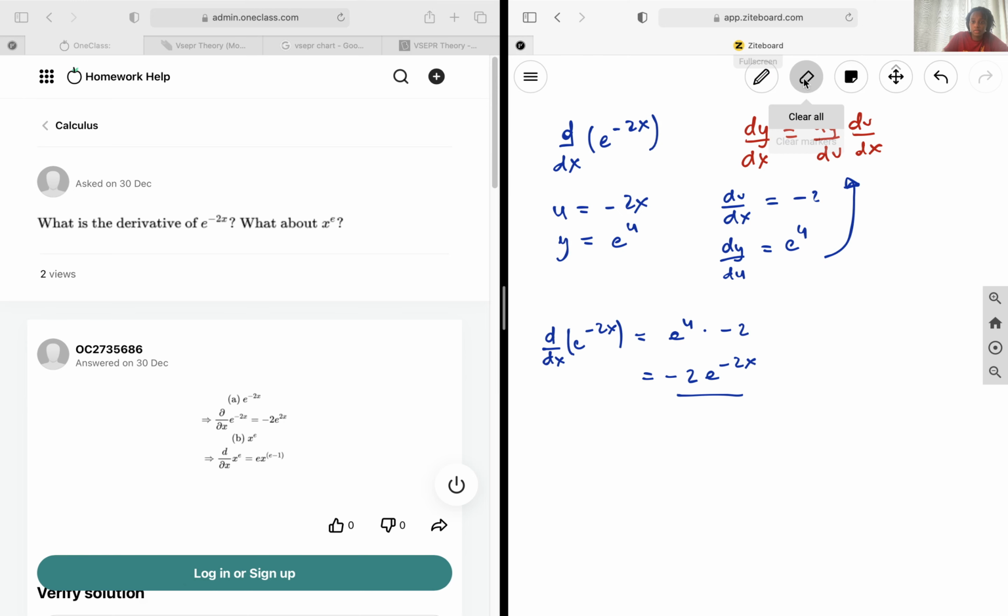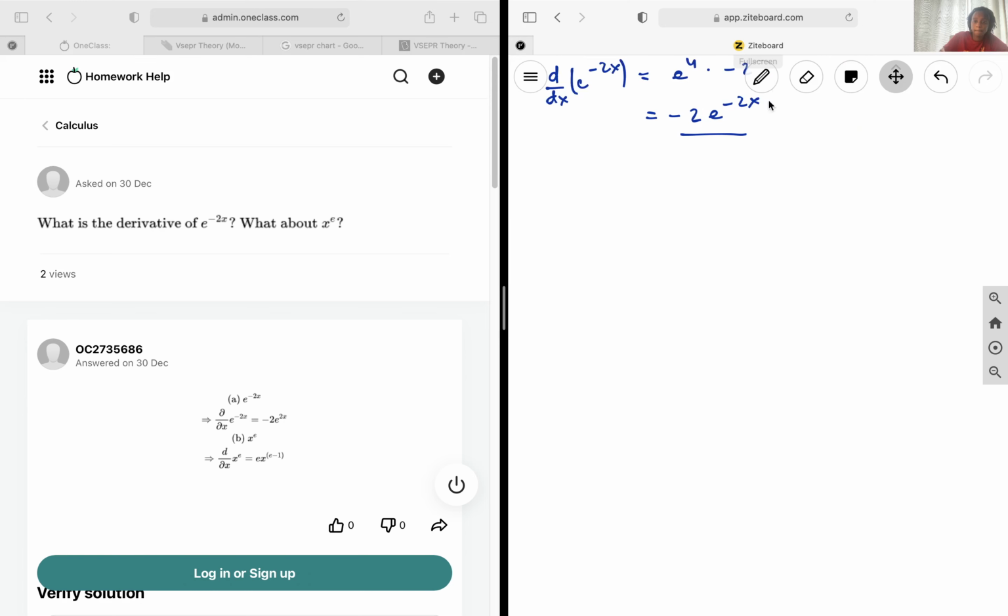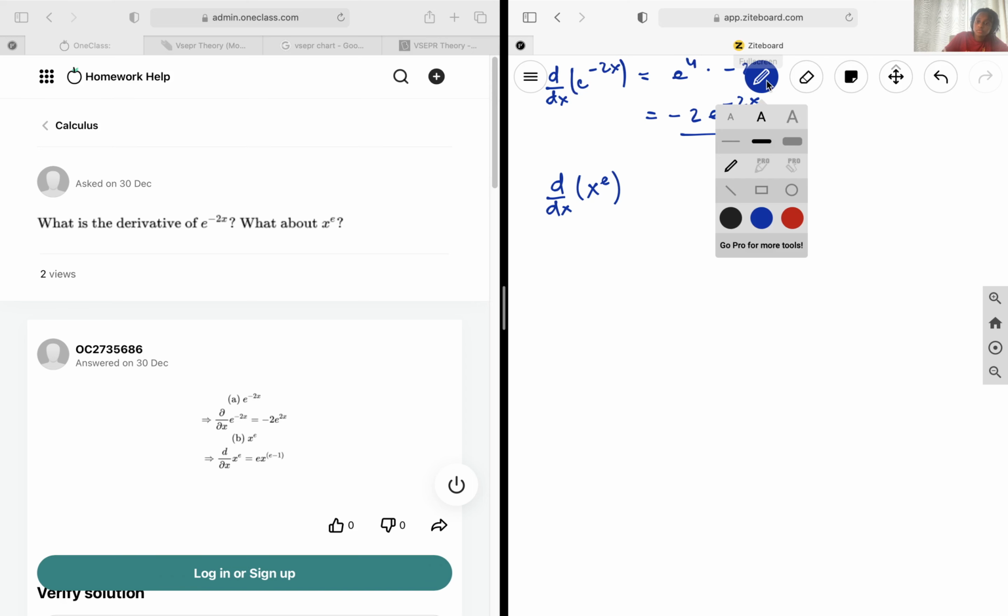For part B, we have d over dx of x to the power of e. For this one, we're going to be using the exponent rule, and that just states that d over dx of x to the power of a is going to be ax to the power of a minus 1. So you just drop the number out front and subtract 1 from the power.